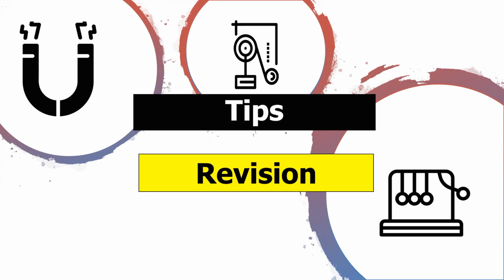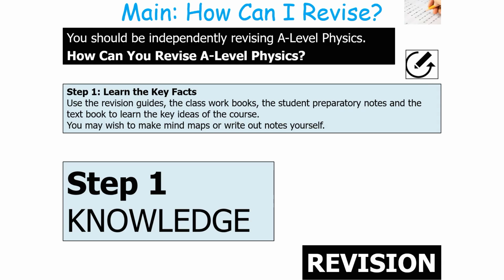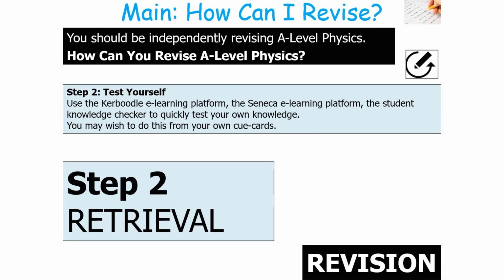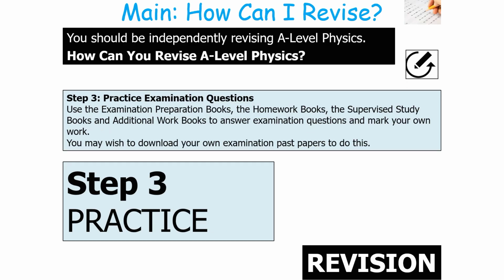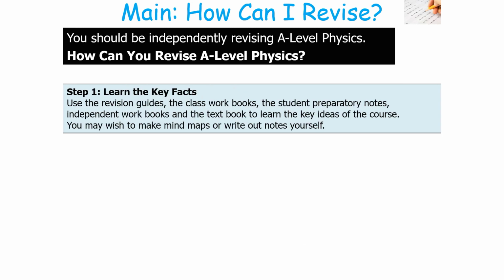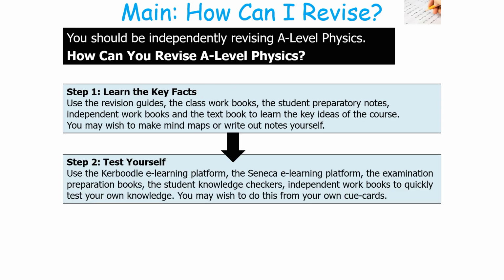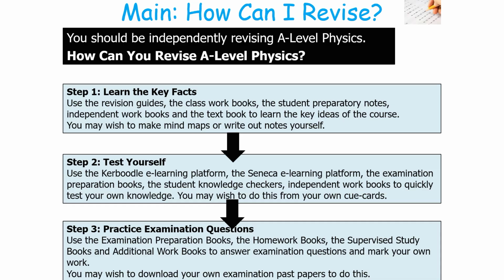Write up these notes into a revision sheet for you to use independently. So how should you be revising AQA A-Level Physics? The first step is to learn the key facts. Use revision guides, class workbooks, student prep notes and the textbook to learn the key ideas of the course. The second step is to test yourself. Use things like Caboodle, Seneca, knowledge checkers to quickly test your own knowledge. The third step is to use exam prep books, homework books, supervised study books and additional workbooks to answer exam questions and mark your own work.